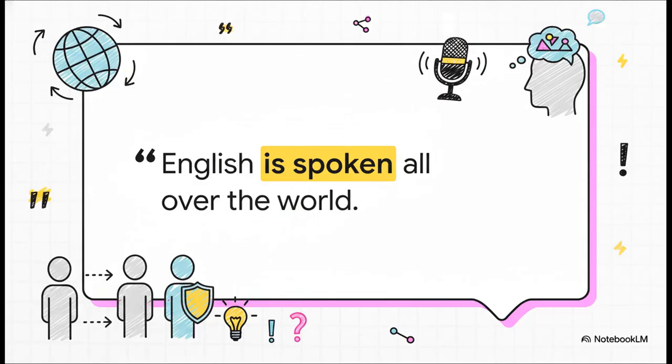And this is a perfect example. English is spoken all over the world. We use the passive voice here because the important thing isn't who speaks it. I mean, that's millions of different people. It's the fact that the language itself is spoken globally. The focus is, correctly, on the English language.